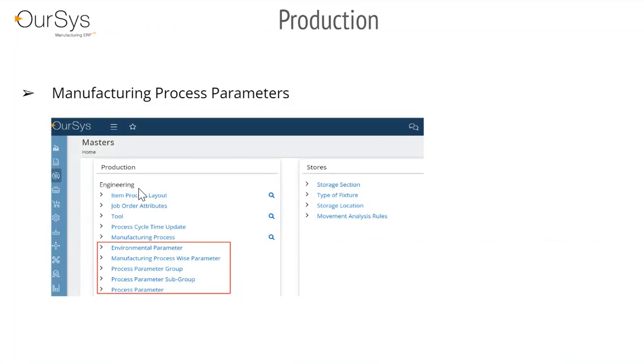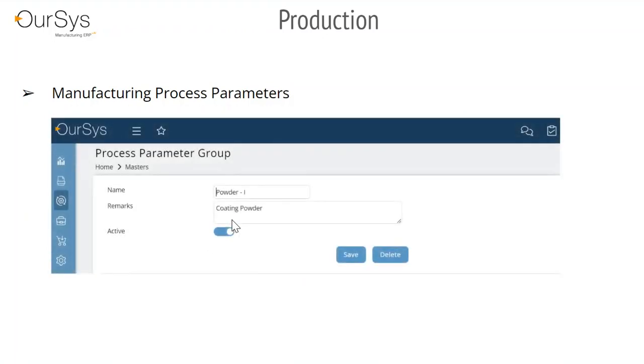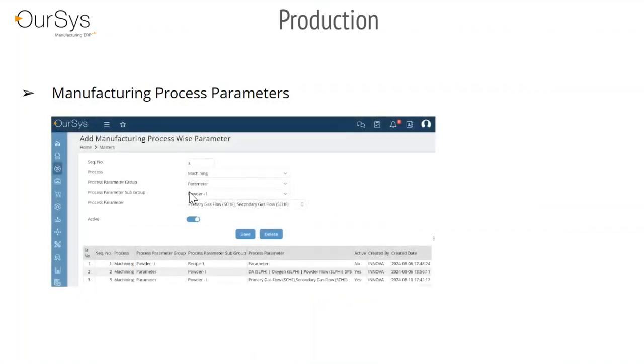As you can see in the master section, we have given masters called environment parameter and manufacturing process parameter. Here you can define your parameter and the number of samples that are required during the production. Here you can also group them, similar to what we have given in the item inspection parameter, where you can club multiple parameters into one group, and then you can define the process in that parameter.